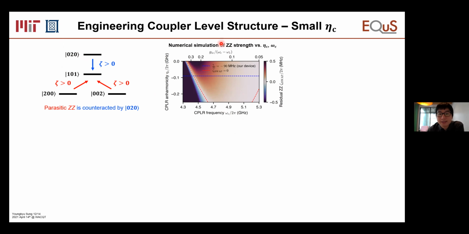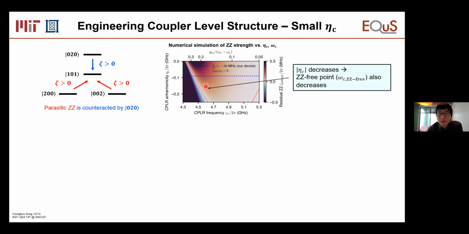Here we simulate the ZZ strength as a function of the coupler anharmonicity and coupler frequency. And you can note here we draw the red dashed curve where the ZZ is canceled out, like the ZZ-free regime. So you can notice that as the magnitude of anharmonicity decreases, this ZZ-free point, or the coupler frequency where ZZ is canceled out, also decreases.